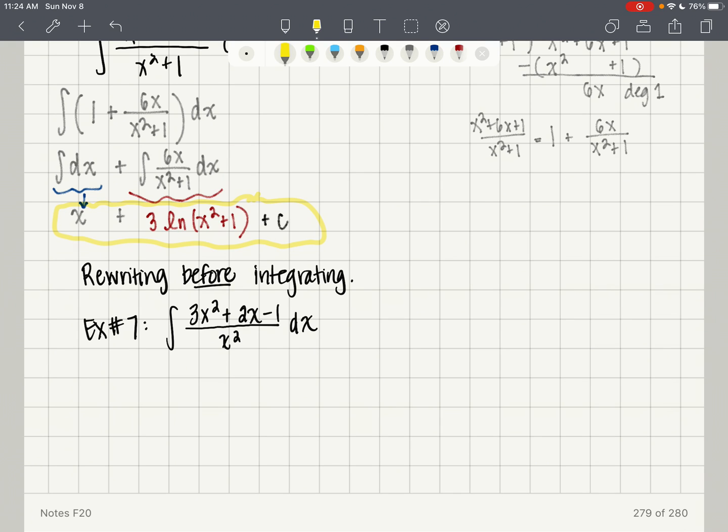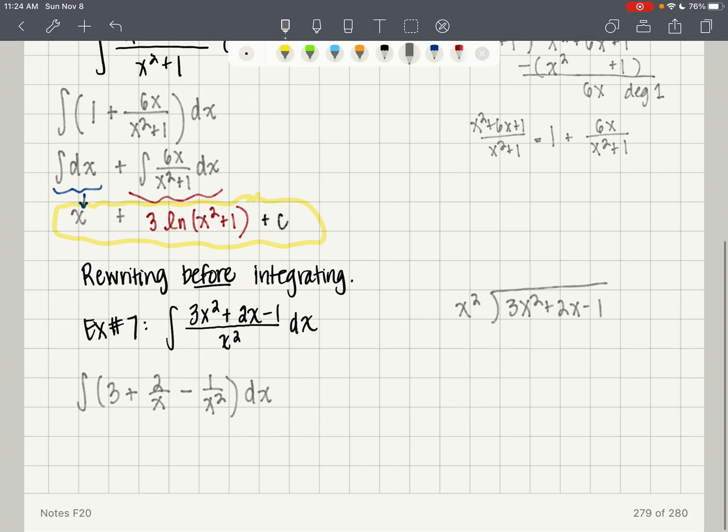Now, sometimes you'll think you'll need to divide using long division, but when you're dividing by a monomial, you can just divide each term by x squared. So you don't have to come off to the side to do this long division. You can actually just rewrite this. Because you're dividing by a monomial, you can just rewrite this as the integral of 3 plus 2 over x minus 1 over x squared dx. So no need to do long division when dividing by that monomial.